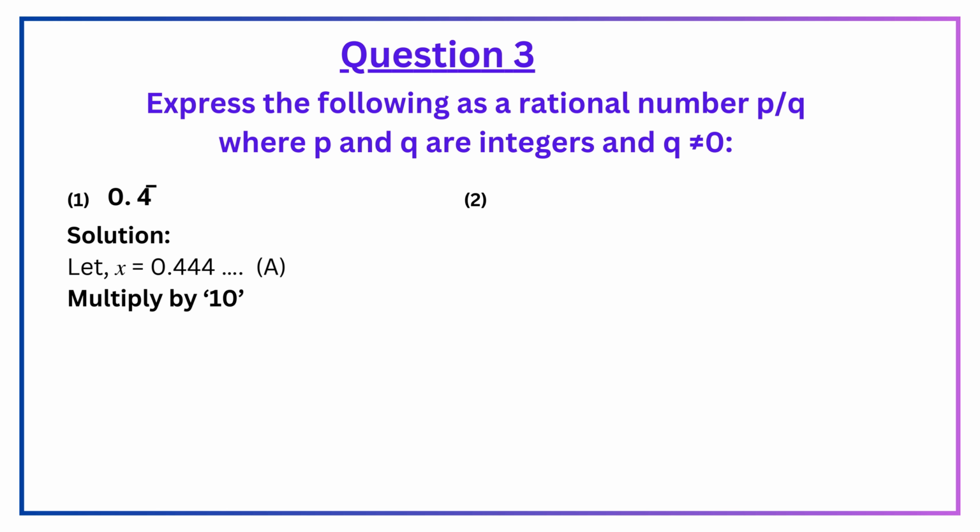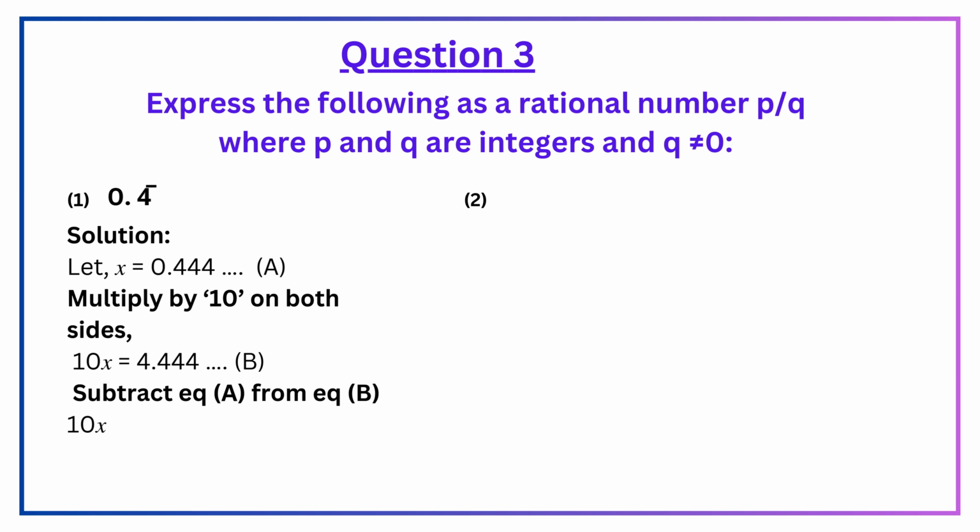Assume 0.44... equals x, we have to multiply both sides by 10. It becomes 10x equals 4.4. Subtract equation A from B, then we are left with 9x equals 4. We will divide 9 on the other side, and we got the answer.